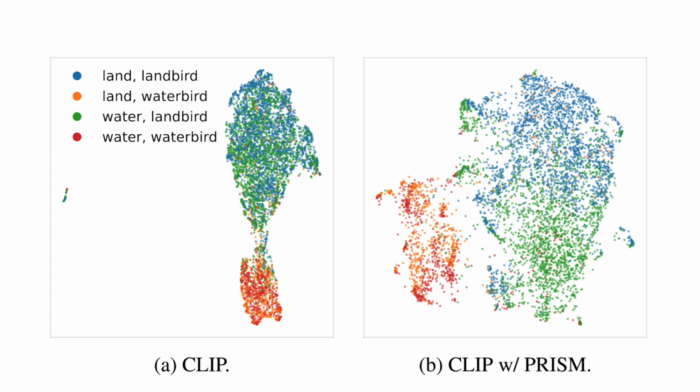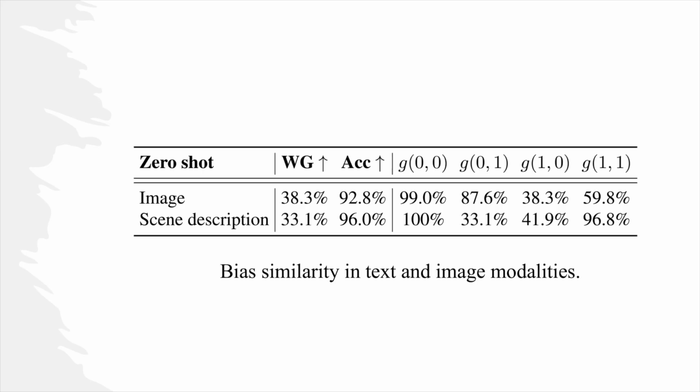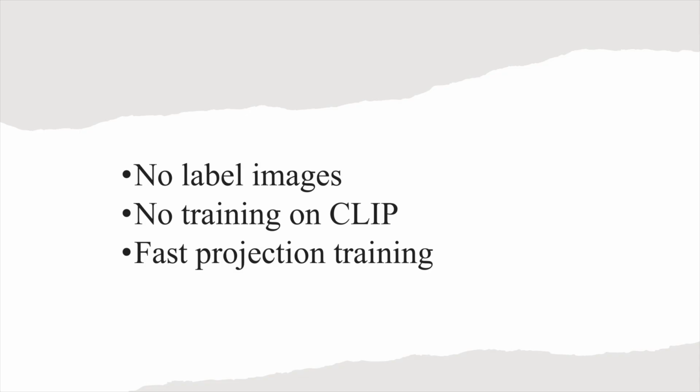In the embedding space, clusters become more disentangled, indicating reduced reliance on background cues. We also find that text-only bias mirrors image bias, validating that our llm-guided scene descriptions are effective debiasing signals. In practice, Prism needs no labeled image, keeps CLIP frozen, and trains the projection quickly. Then inference is just a single projection.